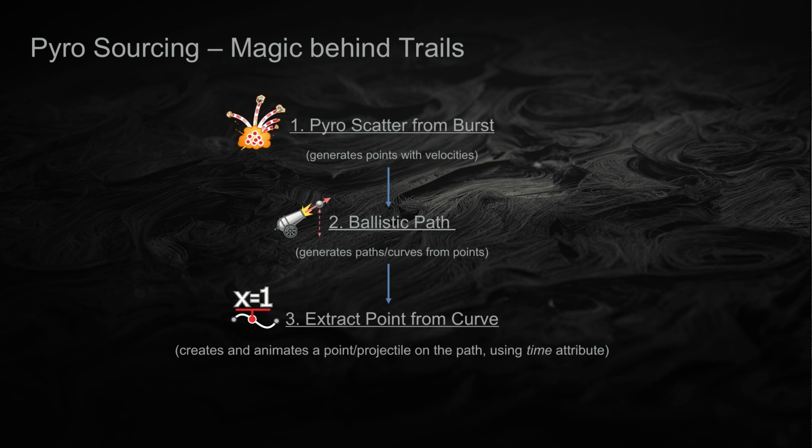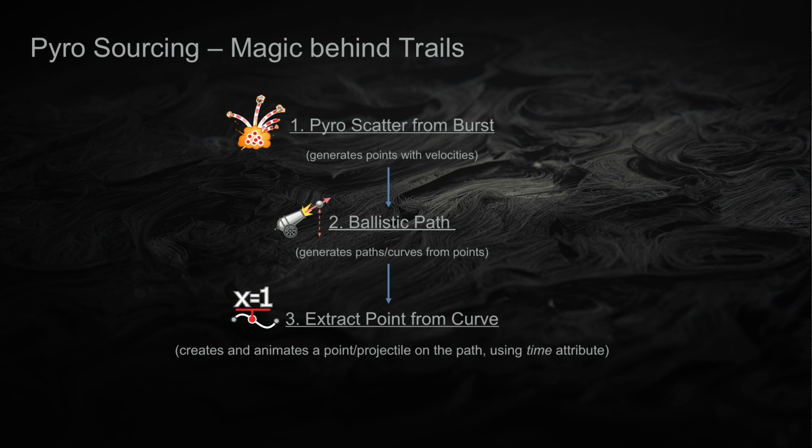The Pyro Scatter from Burst node is a very special point replicate node for Pyro, and its whole purpose is to scatter points around the input points, and assign a velocity attribute and a start frame attribute. You can use this to generate your projectiles. These projectiles can be generated with the Ballistic Path node. It expects points with velocity attributes, and it generates curves with an additional time point attribute. And this is very, very important.